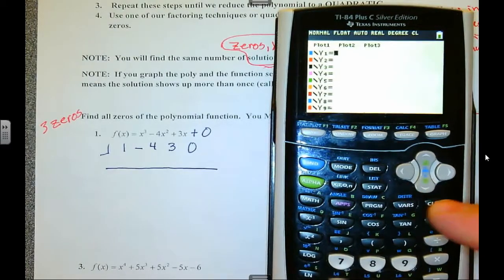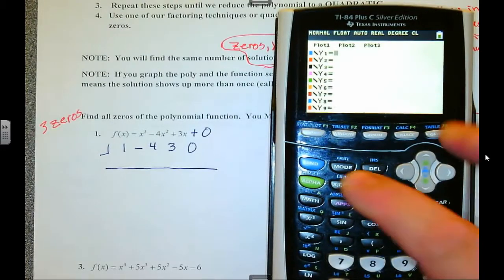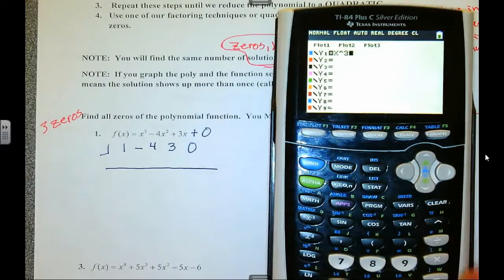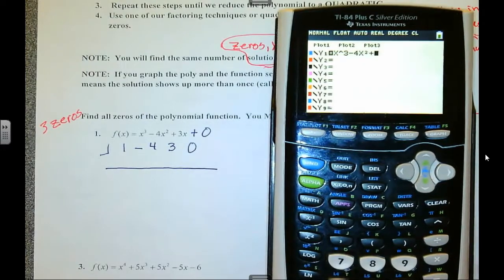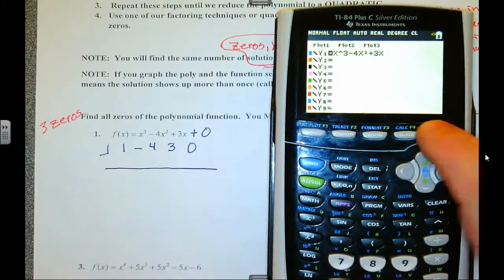So, okay, x raised to the third minus 4x squared plus 3x, and we don't need to put the 0, but you will need the 0 there for synthetic division. Graph.